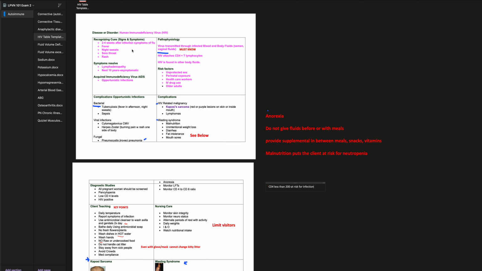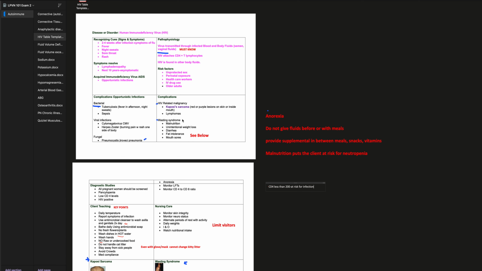All right, so the complications. These are the opportunistic infections. Tuberculosis, and we're going to talk about this when we talk about pulmonary diseases, but fever in the afternoon and night sweats are 2 key symptoms of tuberculosis. They can also get Kaposi sarcoma, and I have a picture of this I'm going to show you, which is red and purple lesions on the skin or inside the mouth, and they're supposed to be painless.